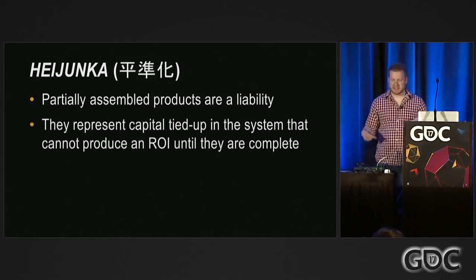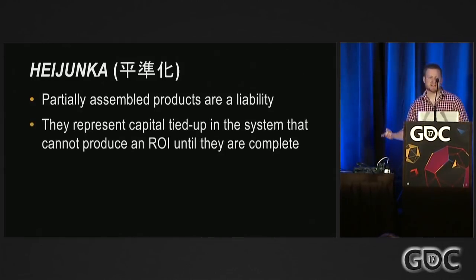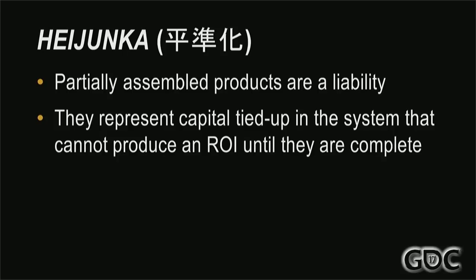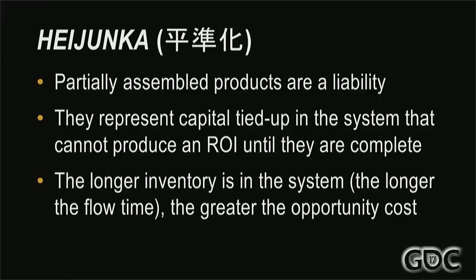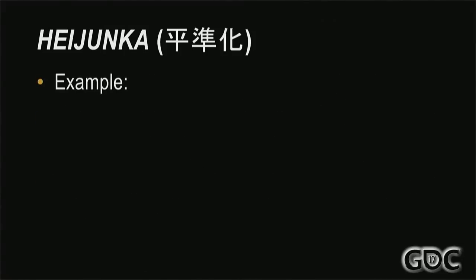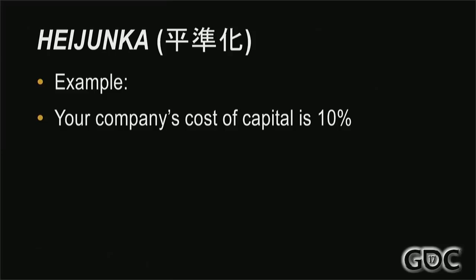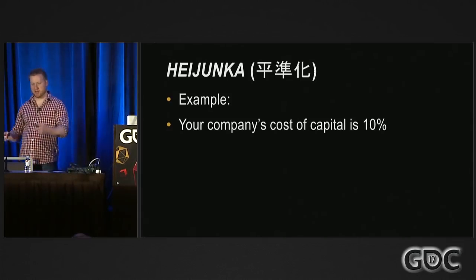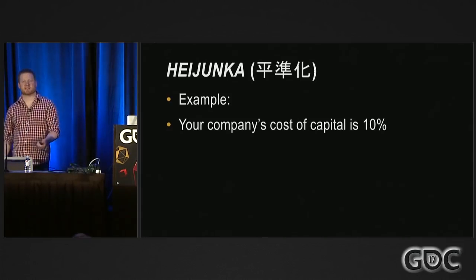It represents money that's tied up in a production process that can't develop any sort of return on investment until it's been completed. And the longer it lingers in the system, the longer that flow time, the worse that opportunity cost is. So to give you an example, let's say your company's cost of capital is 10%. So for the non-finance nerds, that means that your company can, on average, expect to make about a 10% return on every dollar it invests yearly.